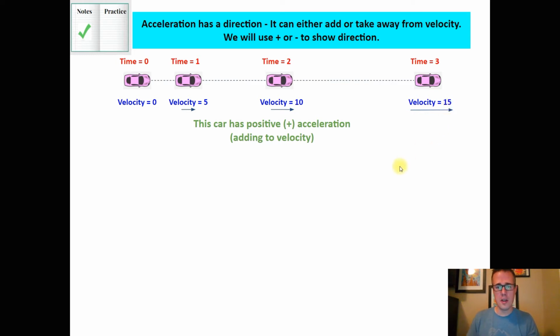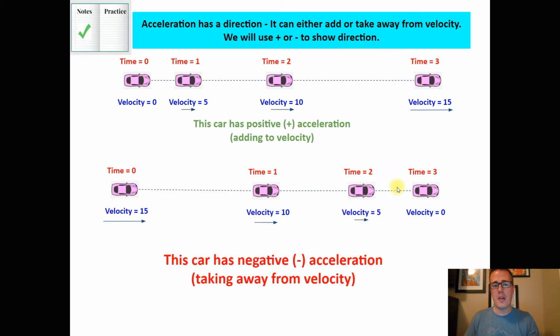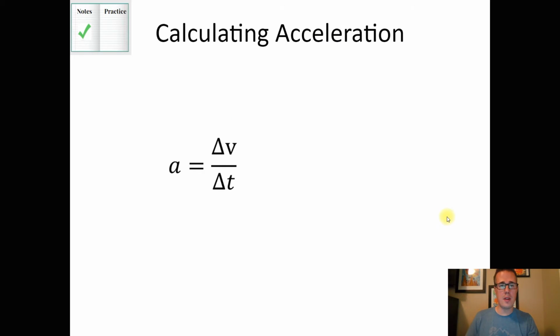So just like velocity, acceleration can be positive and negative too. Acceleration has a direction. If it's adding to your velocity, we would say that the acceleration is positive. Flipping that around for the other car that we already talked about, this one should also already be in your notes. This car has a negative acceleration, and we call it negative if ever it's taking away from the velocity. So we started at 15, we ended at 0, we were taking away 5 every time. That's a negative acceleration.